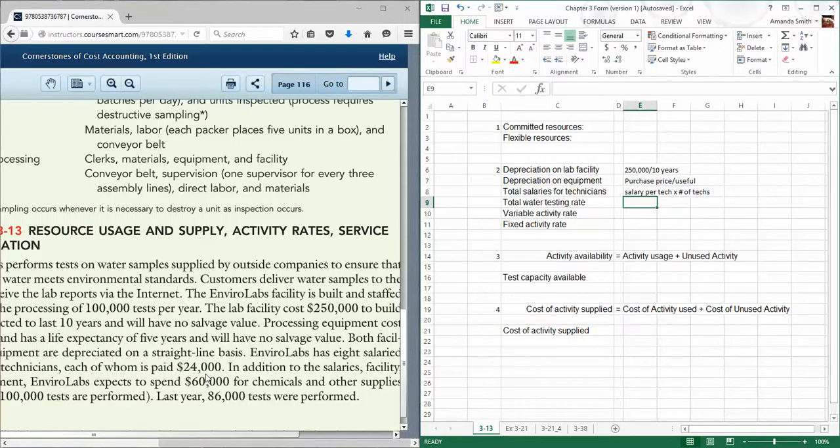The water testing rate is a little trickier. You're going to have to figure out all of the information. So you're going to have your depreciation amounts for both lab facility and equipment. To that, you're going to add the salaries. And then that is going to be divided by the number of tests per year.